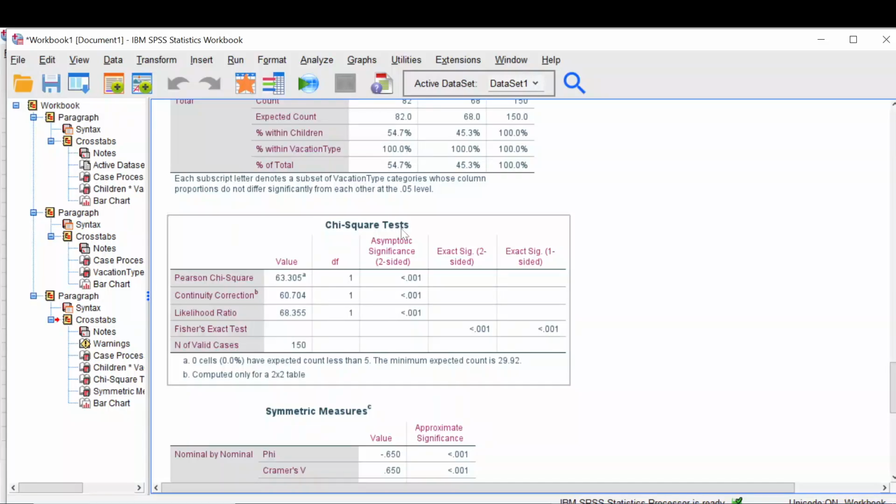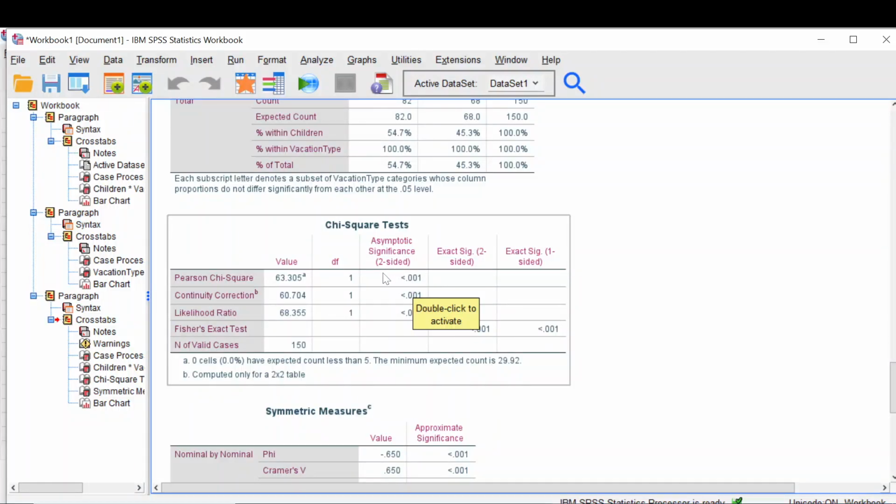So here we have our chi-square test. The first thing we would do is look at our asymptotic significance, and that is represented by alpha. Here we can see it's less than 0.001. So in this way, we would say that there is a significant correlation, right? It is below our 0.05 cutoff or 95% confidence interval, and therefore this is a significant result.